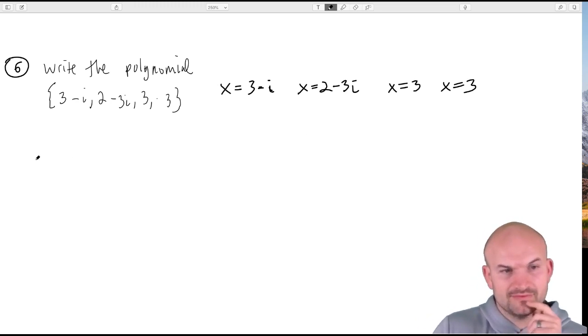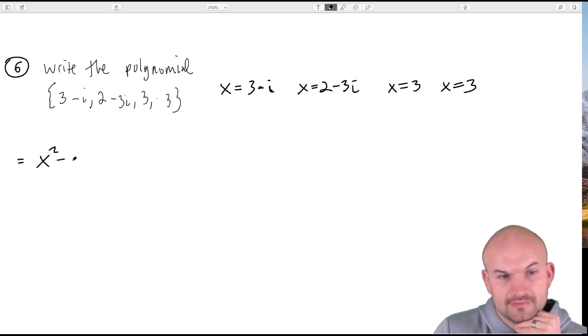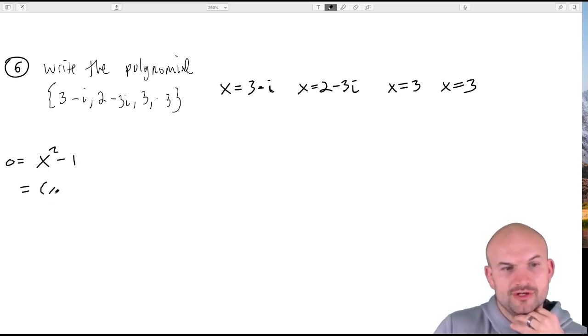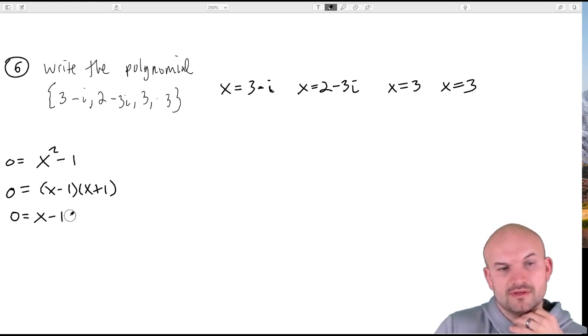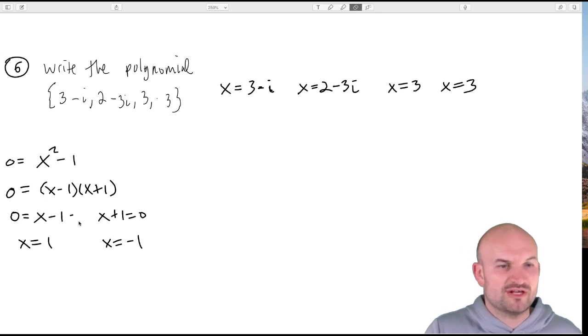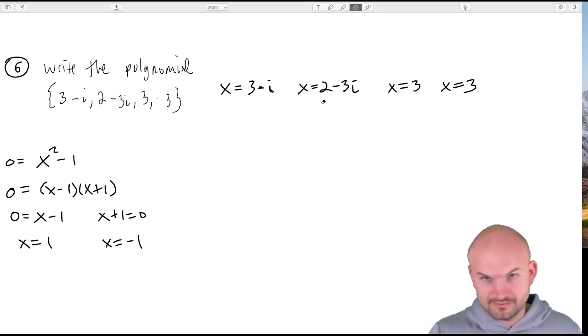Like if I gave you, for instance, let's just say I said solve x squared minus 1. Well, again, we could factor this to x minus 1 times x plus 1, right? And then we could use the zero product property. You can set them both equal to 0: x minus 1 equals 0 and x plus 1 equals 0. And then you solve x equals 1 and x equals -1, right? So that's the basic idea from a quadratic, something fairly basic.